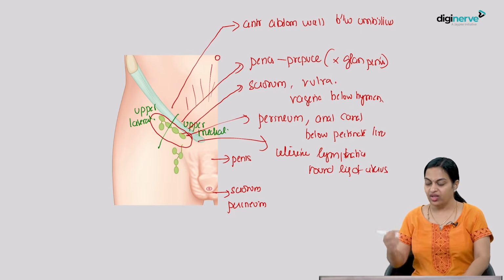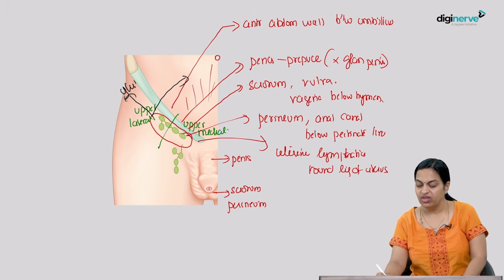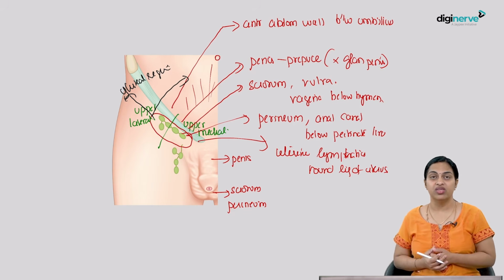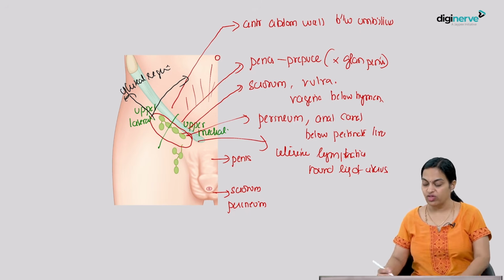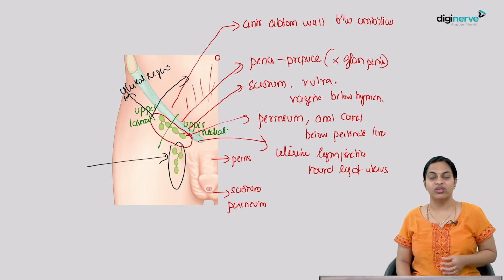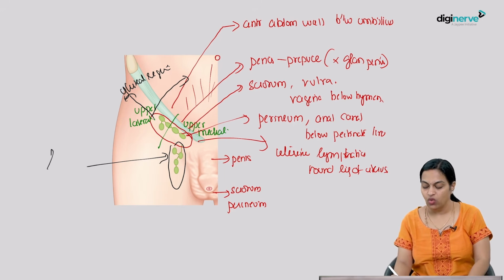Coming to the upper lateral group, this also receives lymphatics from the anterior abdominal wall below the umbilicus and also from the gluteal region. So with any abscess in the gluteal region, the upper lateral group of lymph nodes can enlarge. The lower vertical group, which is arranged along the great saphenous vein, receives the lymphatics that accompany the great saphenous vein from the lower limb.